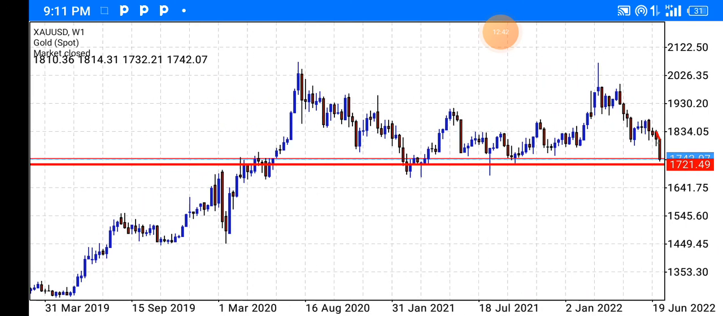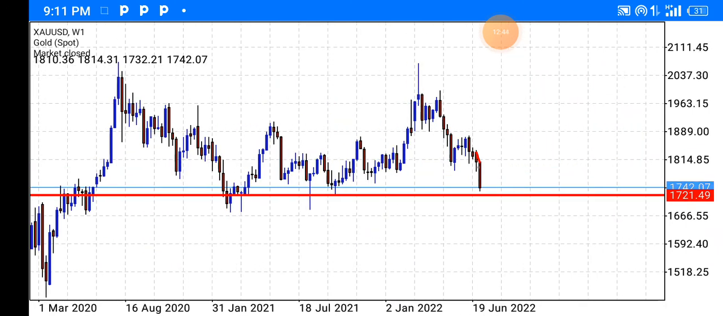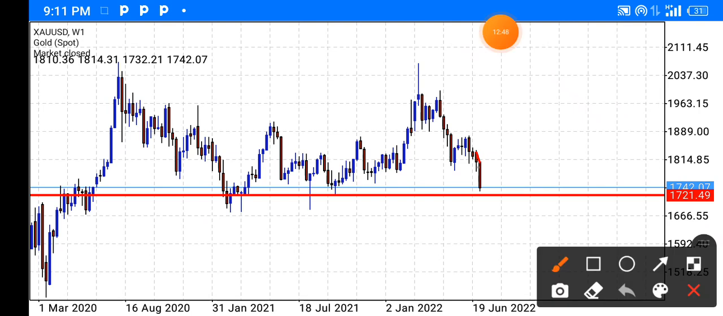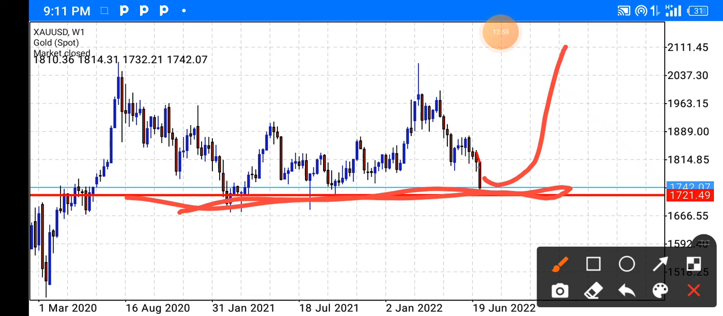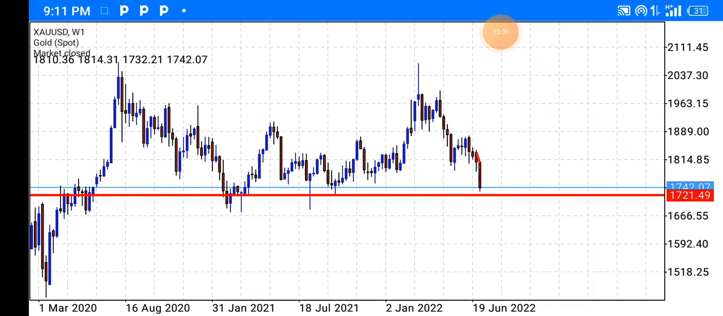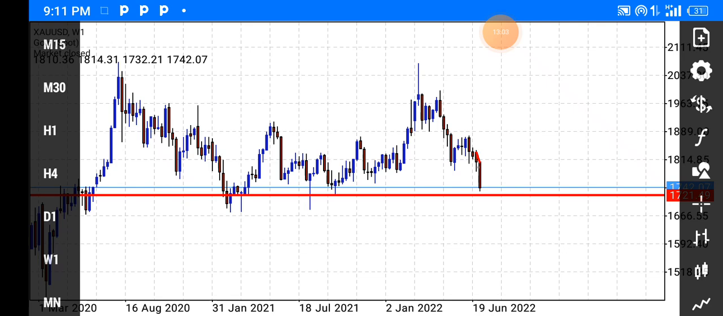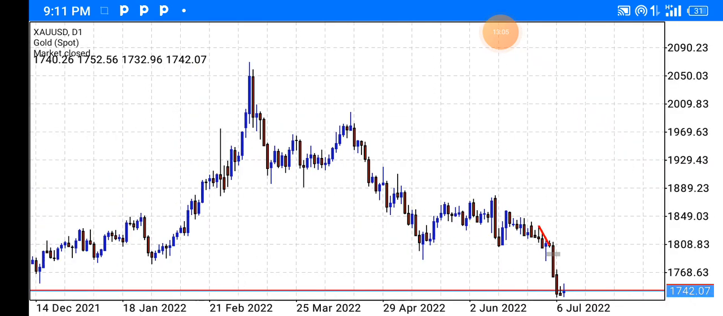We just found out that there is a very strong support here, which gold is actually respecting, because I'm not expecting that it may rally up again. But let's see how it goes. Let's go down to the daily time frame, see what gold is at.